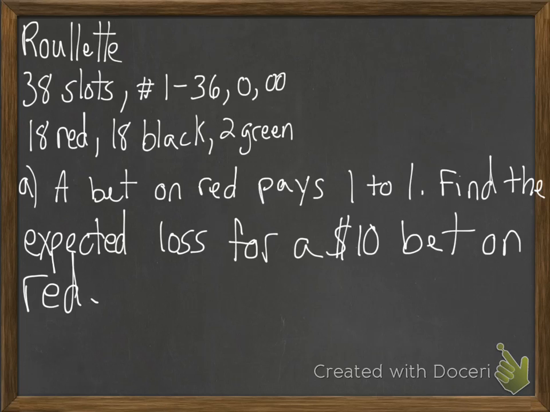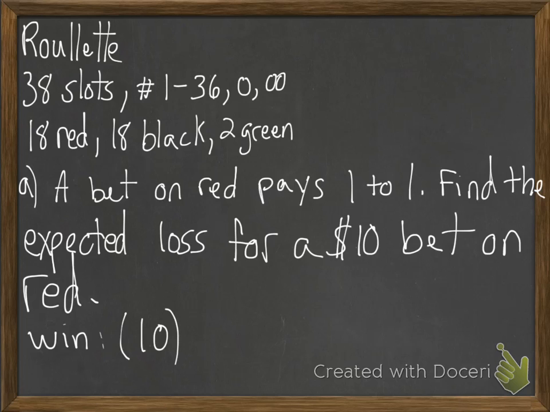Now what that 1 to 1 means is you bet $10. If you lose, you lose $10. If you win, you get $10. Now you get the $10 you bet back, so you're not losing that, but you get an additional $10. So what we need to look at here is if we win, we'll make 10 bucks. If we lose, we lose 10 bucks. So all we need to do is take winning. If we win, well, we'll get $10.